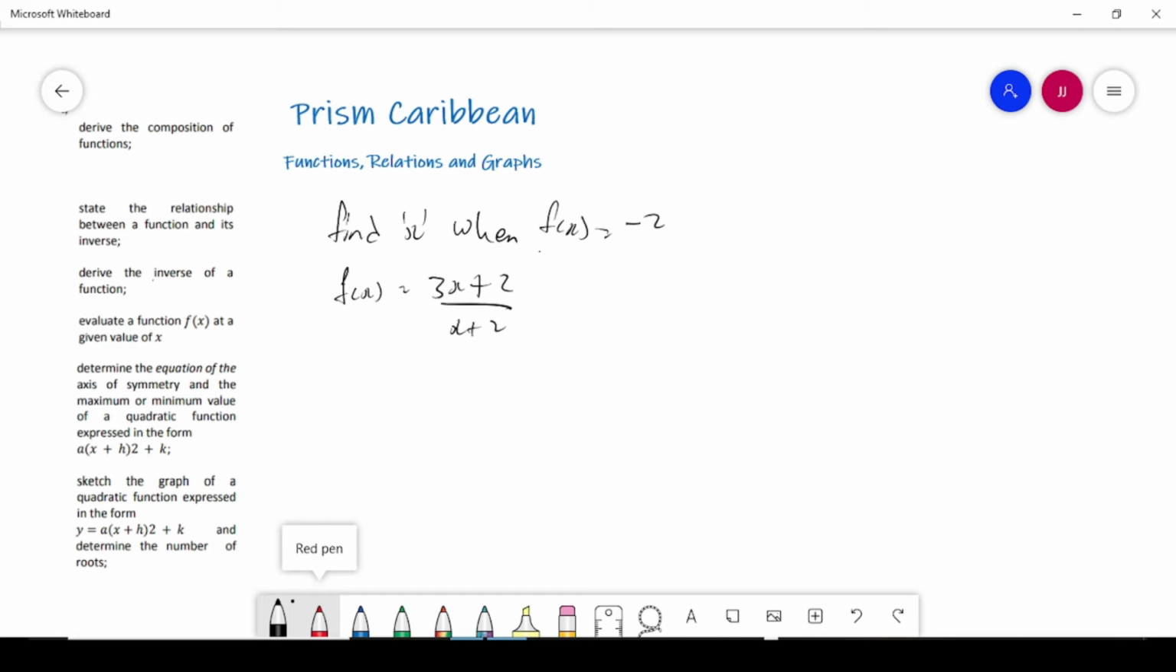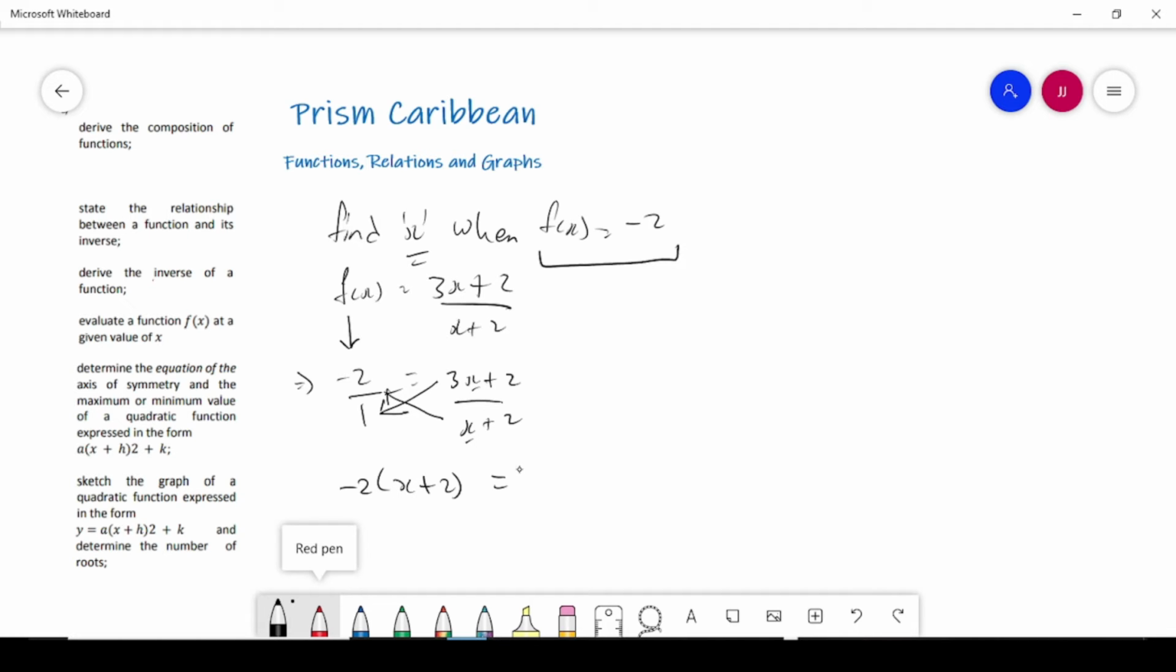Well, we know f of x is equal to minus 2, so we input it: minus 2 is equal to 3x plus 2 all over x plus 2. Remember, you want to find x, which are these values here. So of course we cross multiply. Again, cross multiplication is a very vital step we need to learn with this topic. So we take the minus 2 and we multiply by the x plus 2.